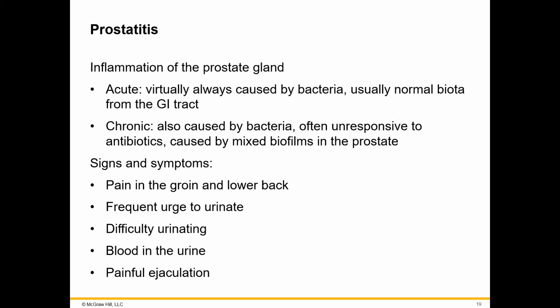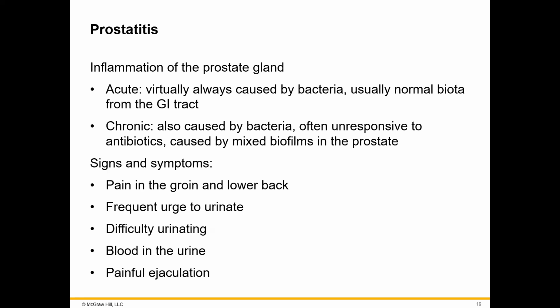Next is prostatitis. This is inflammation of the prostate gland in males. We can have an acute or chronic presentation. Acute is almost always caused by bacteria and normally from the GI tract. But chronic will present whenever we are resistant to certain antibiotics, and then certain biofilms might form within the prostate, which again should normally be a sterile organ.